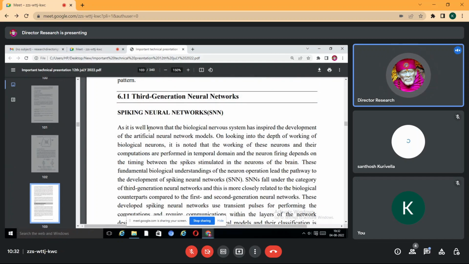The next concept is third generation neural networks.